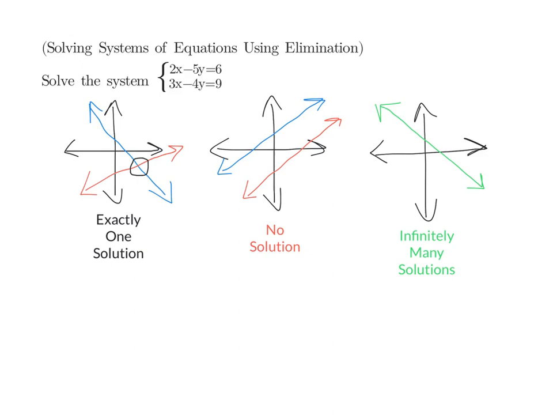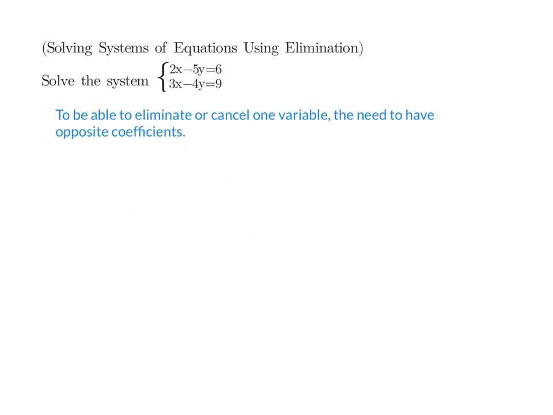But let's say you don't have the graph, like in this situation where they're giving you the two equations. Let's see how you solve it, and in this case we're going to use the elimination method. In order to eliminate or cancel one of the variables, they need to have opposite coefficients. What do I mean by opposite coefficients? Let's say I have a 7y. To cancel a 7y, I need to have a negative 7y. The coefficient of one is positive, the other is negative. That's what I mean by opposite.